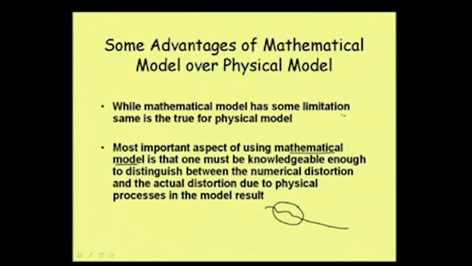So this is very important. The most important aspect of using a mathematical model is that one must be knowledgeable enough to distinguish between the numerical distortion and the actual distortion due to physical processes in the model result. Whatever he is getting, he will have to understand. So people should not use a mathematical model blindly. He will have to be thorough about the process of development and about the governing equation.